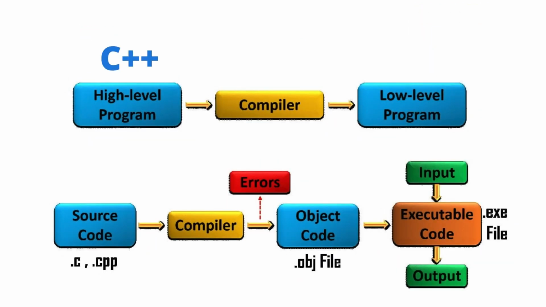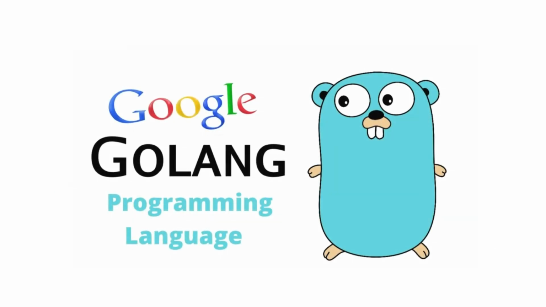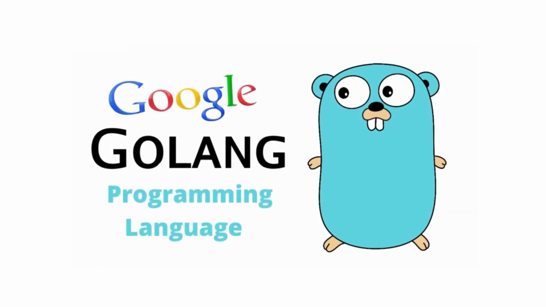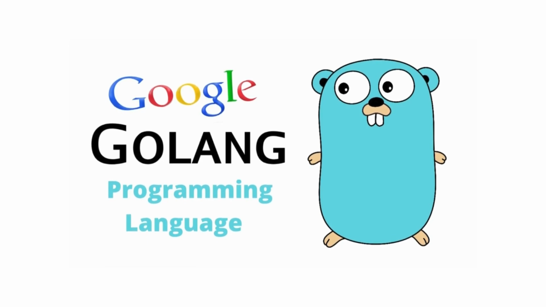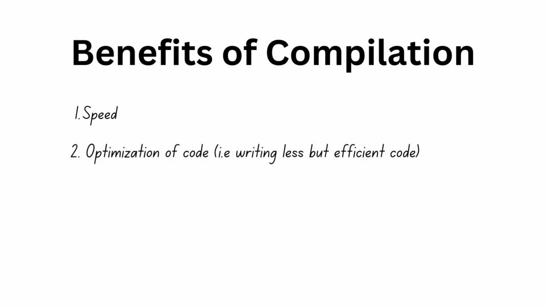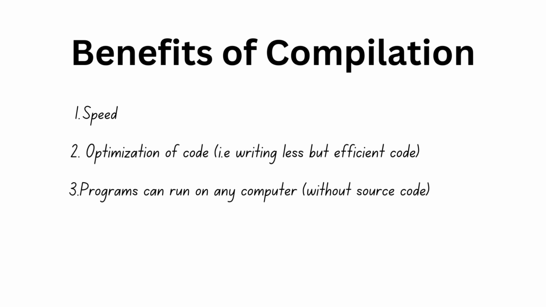In the same way, C++ programs are compiled into machine code before execution. Go, which is a language developed by Google, also uses a compiler to translate Go programs into machine code. Now, there are benefits of compilation, and one of them includes speed, as compiled programs generally run faster than interpreted ones because the translation happens once and the machine code is executed directly by the hardware. Compilers can optimize the code, making the executable more efficient. In addition, once compiled, the program can run on any computer with a compatible operating system without needing the source code.